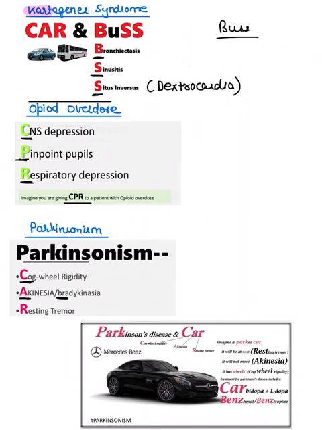A is for akinesia or bradykinesia, means decreased movement. And R is for resting tremor. So how will you remember? Imagine a parked car at rest. It won't move. It has wheels. So cogwheel rigidity. And what is the treatment of choice, guys?